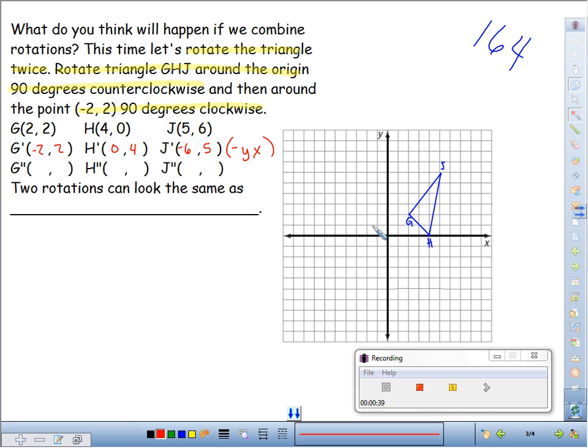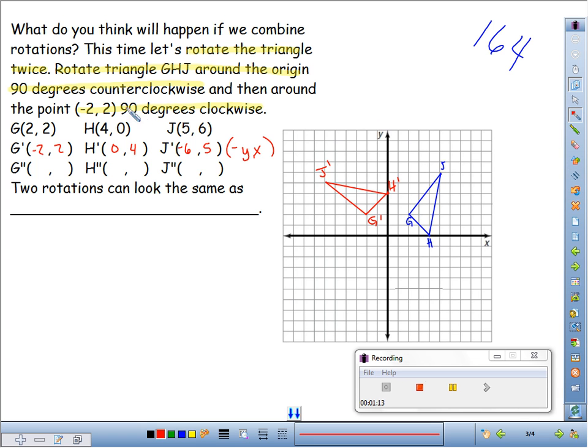So let's plot those points. So there's G prime, H prime, and there is J prime. And connect those points together. Okay, so we have those points there.